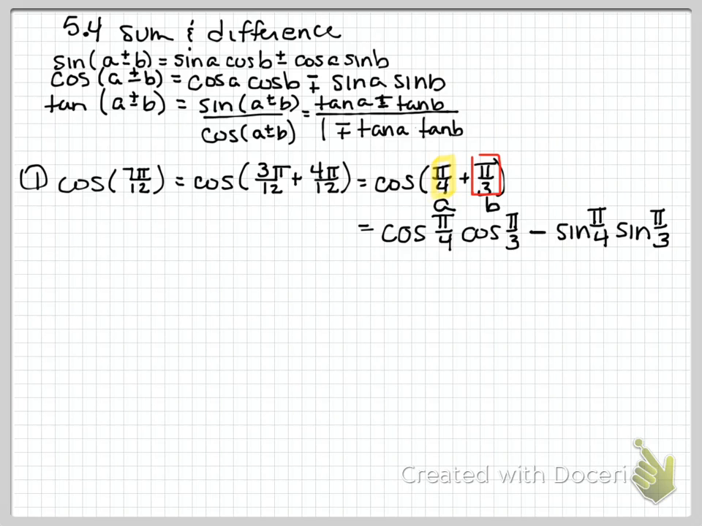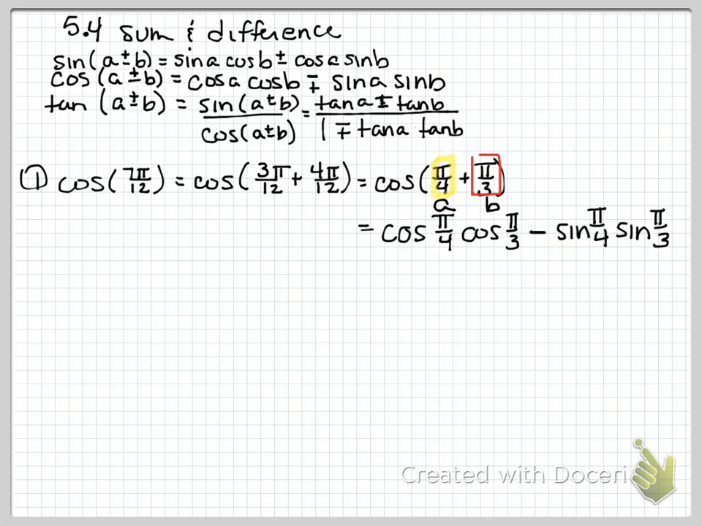So again, what I've done is I first found two equivalent fractions that added to be 7 pi over 12. I have to make sure that when reduced they're on my unit circle. Once I have those, then I just apply them to my formula. The first angle goes into A, the second angle goes in place of B.